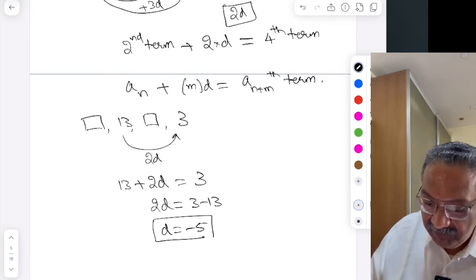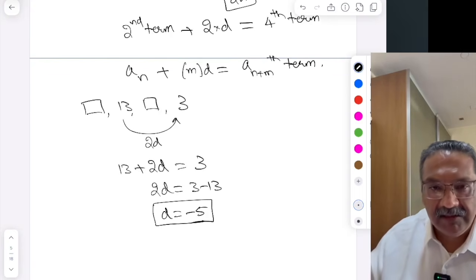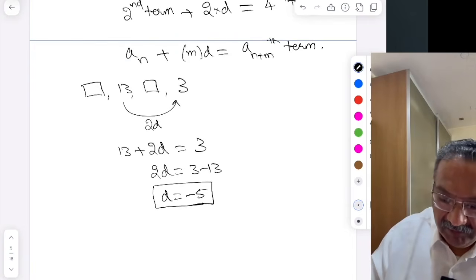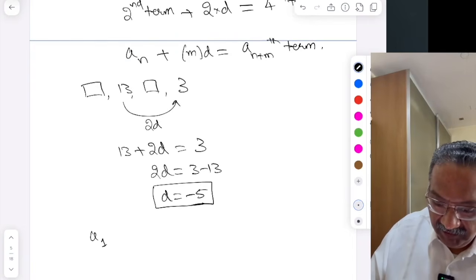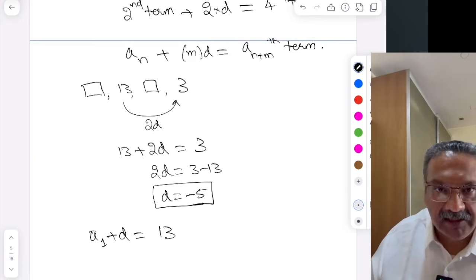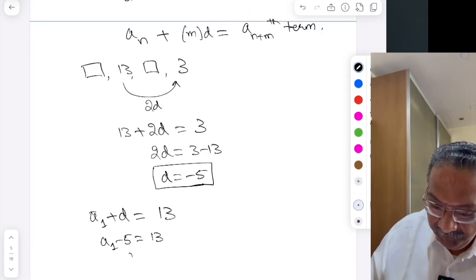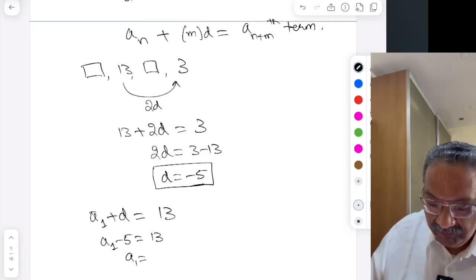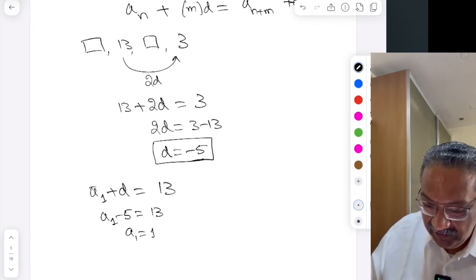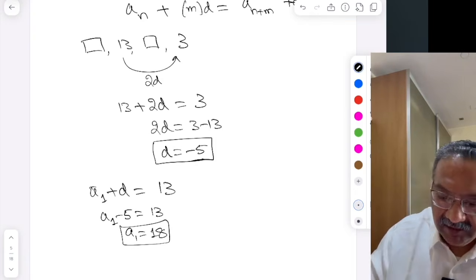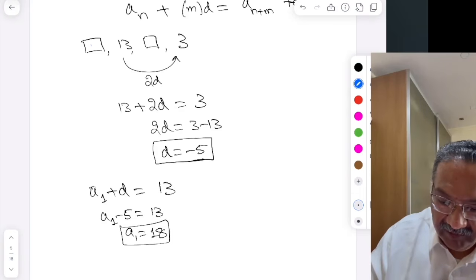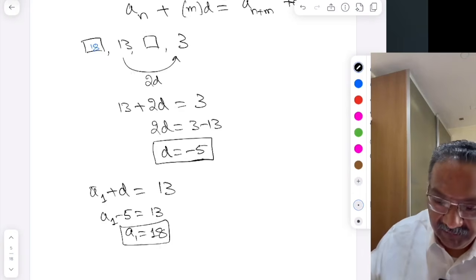Once we know the common difference is minus 5, let us do the reverse. To the first term a1, if you add d you get 13, which is the second term. Here d is minus 5, so a1 minus 5 is equal to 13. Taking 5 to the other side, a1 is 18. So the first term we got is 18.